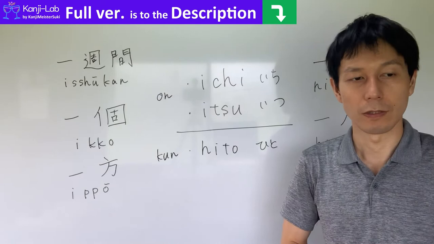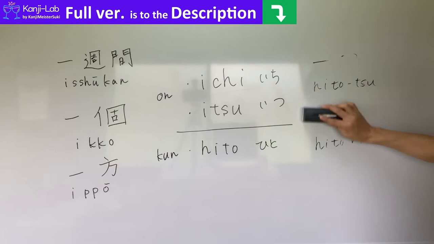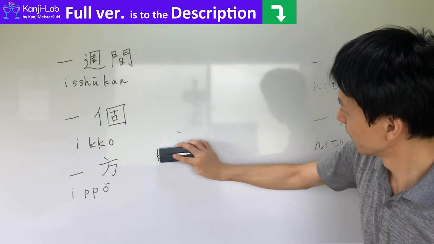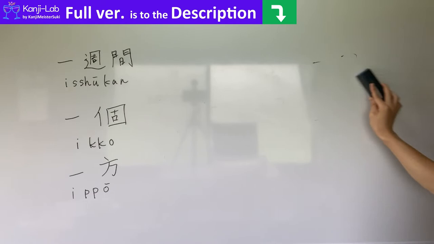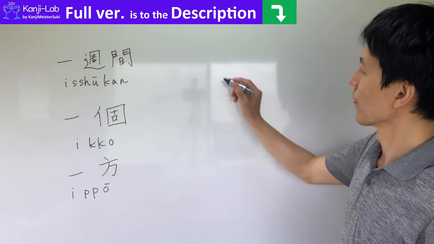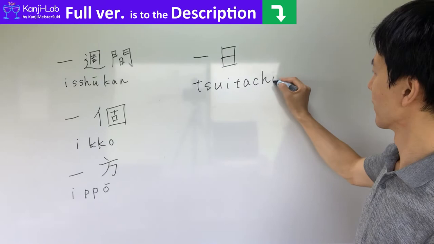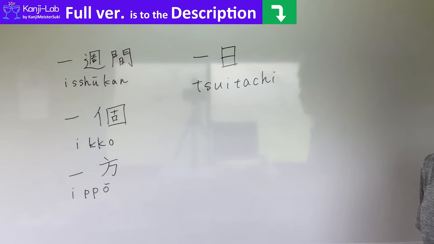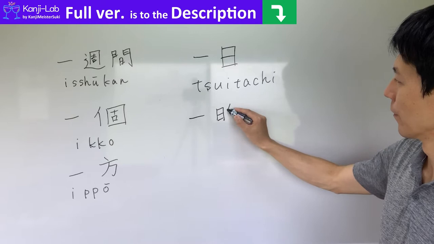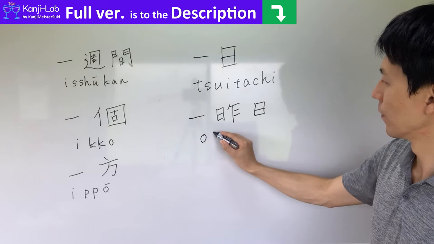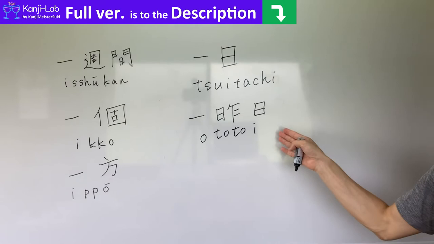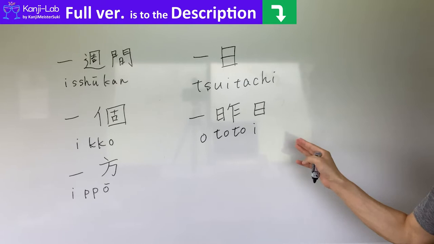Next is a special reading. First, tsuitachi, it means the first day of the month. Ototoi, it means the day before yesterday. It is usually written in hiragana.